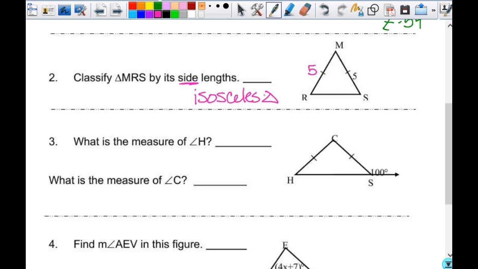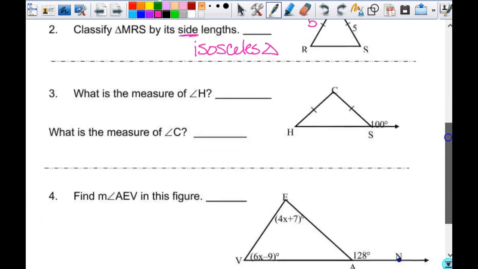Alrighty. So here on number 3, I am looking for the measure of angle H and the measure of angle C. This 100 right here is an exterior angle, right? So the exterior angle is equal to the two remote interior angles added together. The problem is I don't have either one of them, and those aren't congruent. This is an isosceles triangle, which means these two angles here are congruent. So I can find that out by using the fact that this is a linear pair.